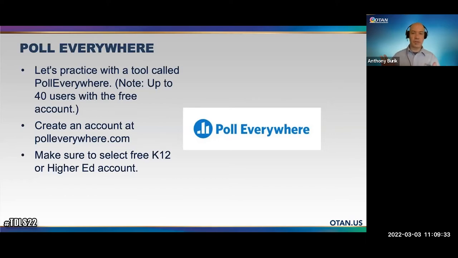I'm not sure how big your class is, but 40 should be enough. At the start of COVID, Poll Everywhere actually bumped it up from 25 to 40 because it realized a lot of teachers were using Poll Everywhere and they had larger classes. So 40 should be adequate in most cases, but be aware of that limitation.